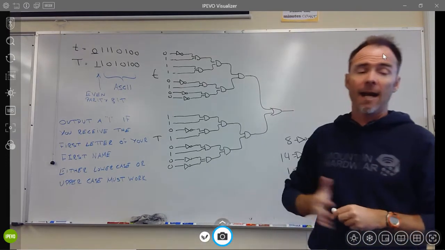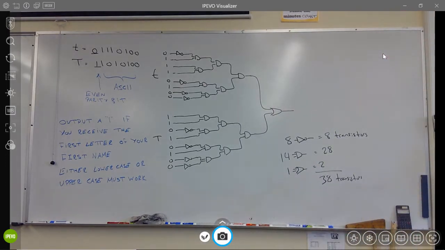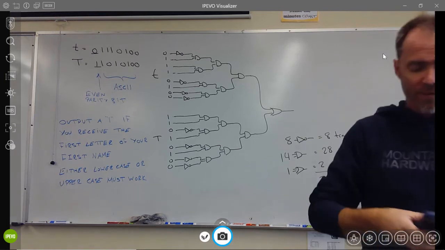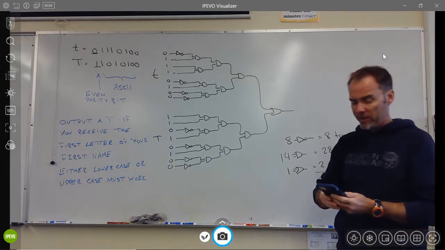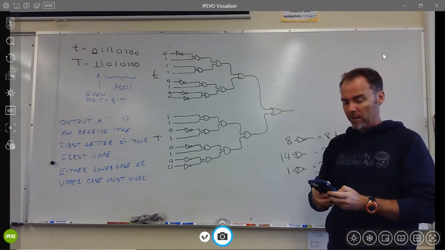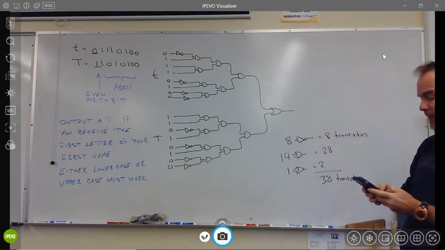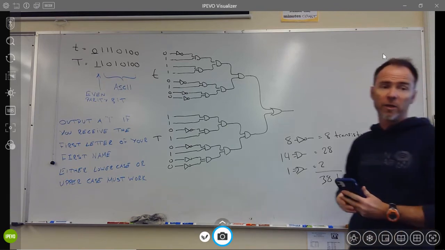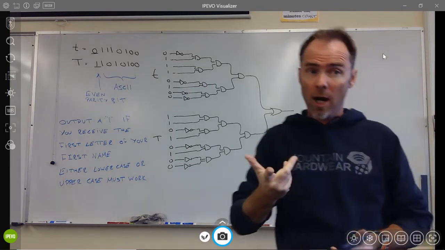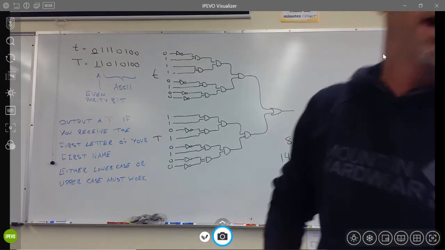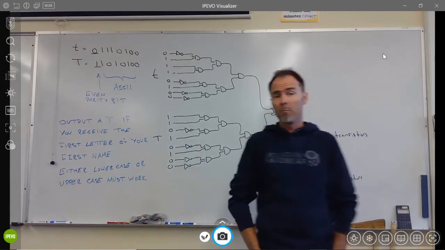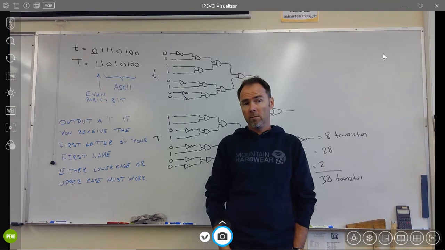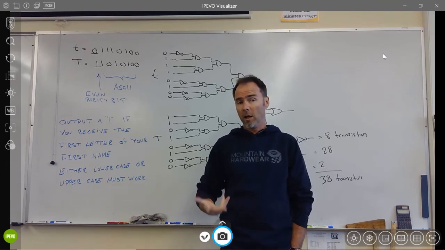Now think that I have about 127 different characters on my keyboard, right? So I can go 38 times 127. It would be about 4,826 transistors just to recognize what buttons I'm pressing on a keyboard. So a lot of transistors.